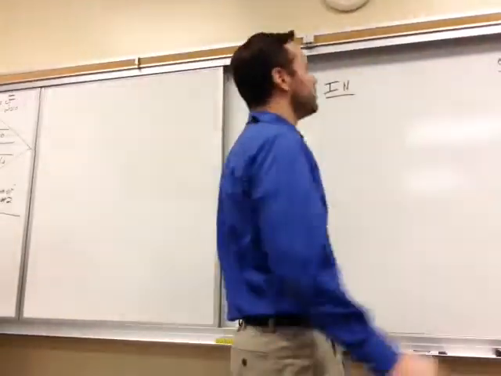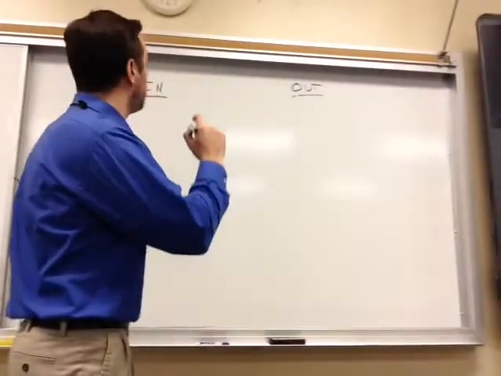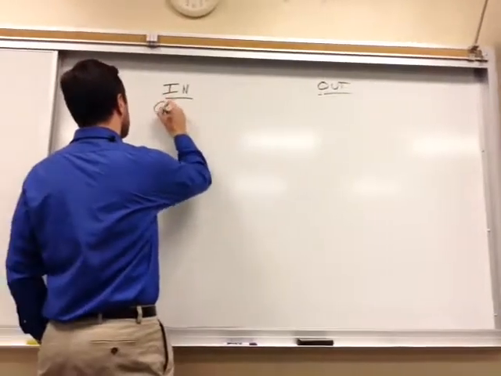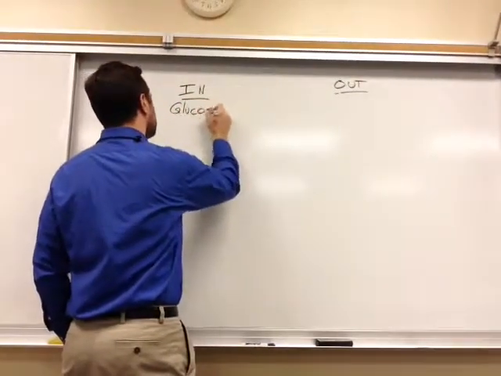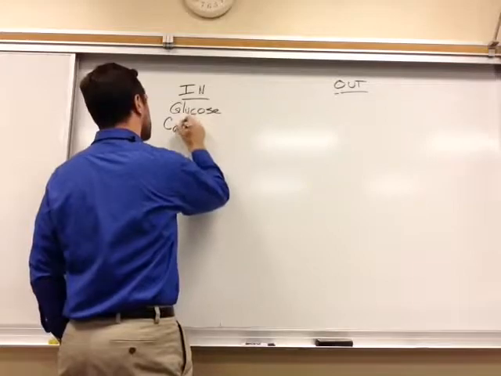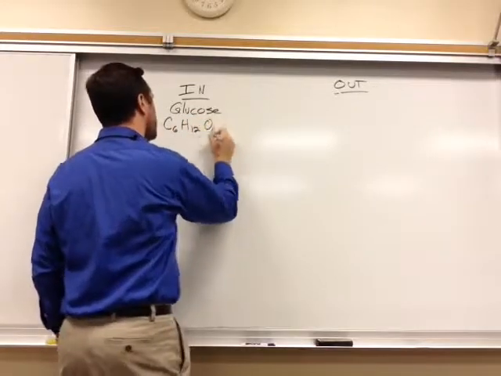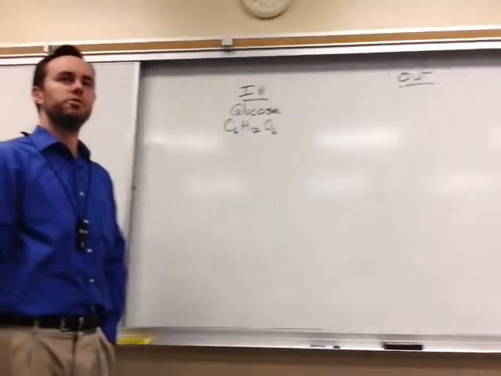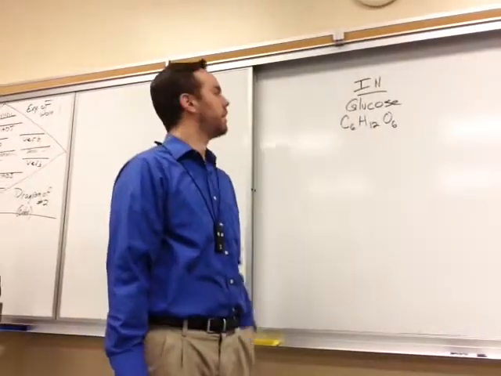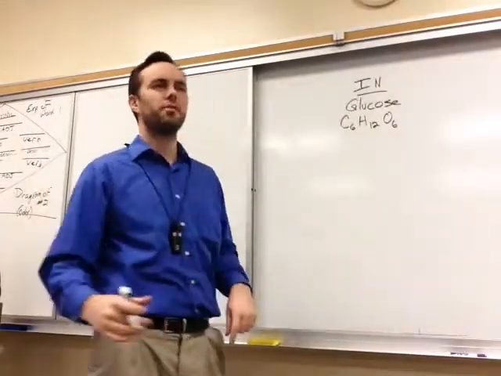Okay, so glucose goes in, or C6H12O6. Okay, so that's an input, sure. And the formula C6H12O6. Good memory. What's another name for glucose, C6H12O6? Sugar. Yeah, so sugar goes in, right? That's the start of the process.